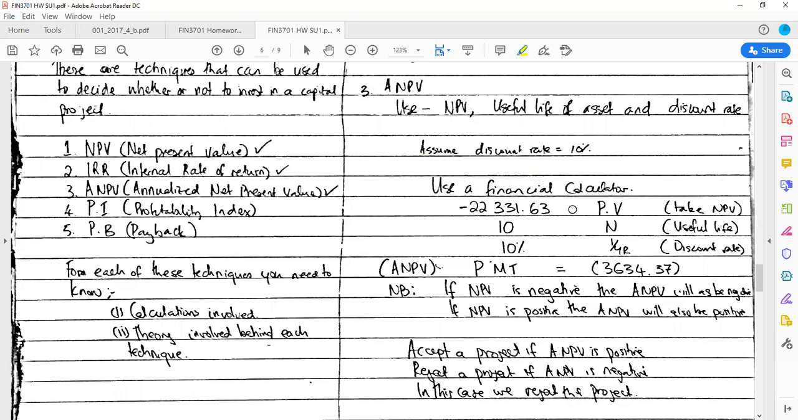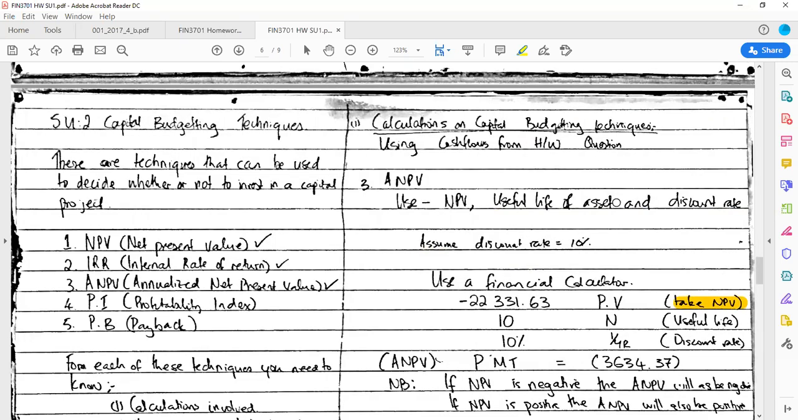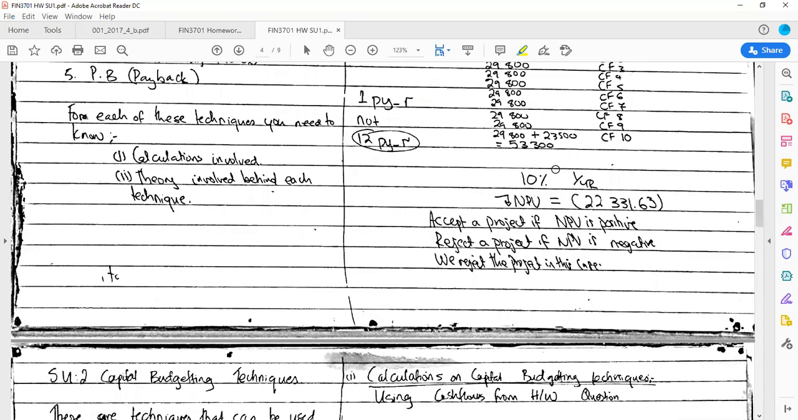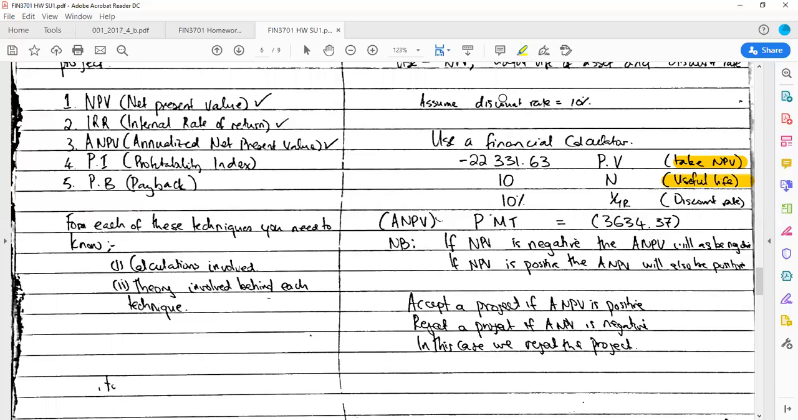So using our financial calculator, we take the NPV that we got before, and we put that NPV as a PV into our financial calculator. Then we take the useful life of the asset, which is 10 years, and we put that as N, right? And then we take the discount rate, we put that as I/YR, and then we calculate our PMT. So you just enter each of these amounts into your calculator, and then you press PMT and you get this answer, right?